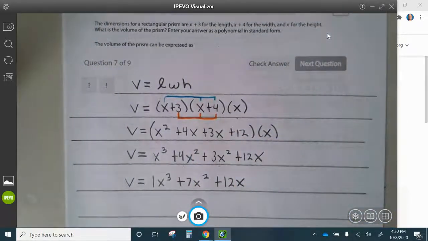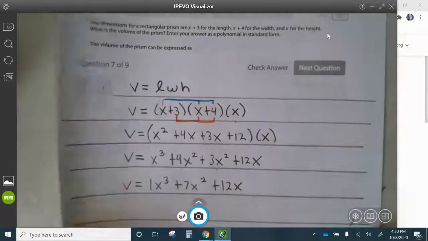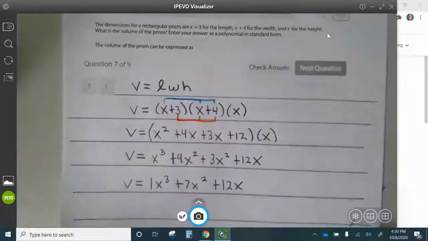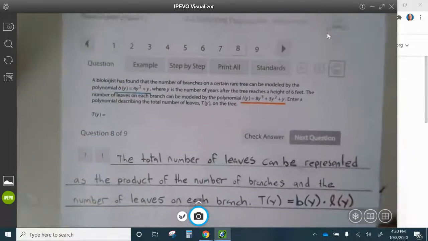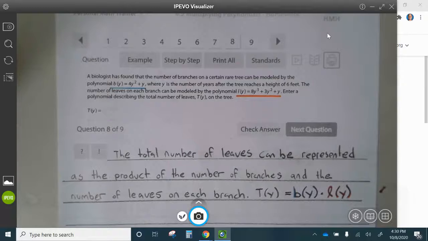All right, let's take a look at question number 8. A biologist has found that the number of branches on a certain rare tree can be modeled by the polynomial b of y equals 4y squared plus y, where y is the number of years after the tree reaches a height of 6 feet. The number of leaves on each branch can be modeled by the polynomial L of y equals 8y cubed plus 3y squared plus y. Enter a polynomial describing the total number of leaves, t of y, on the tree.